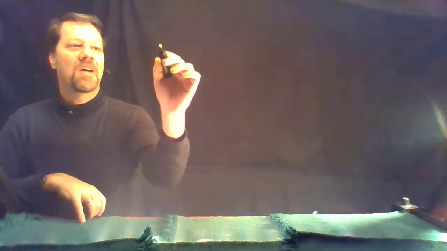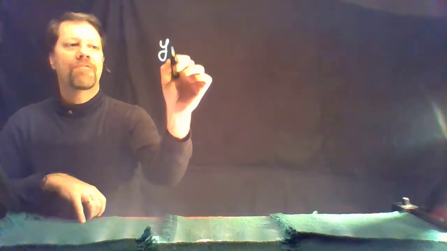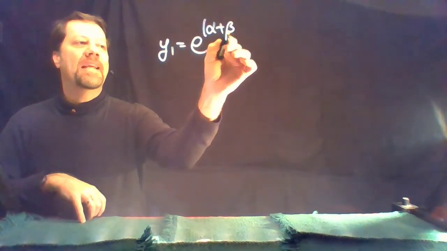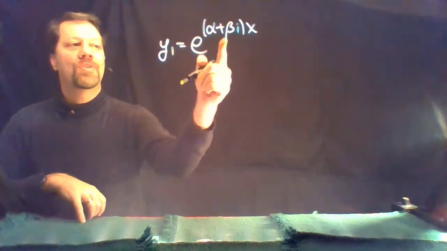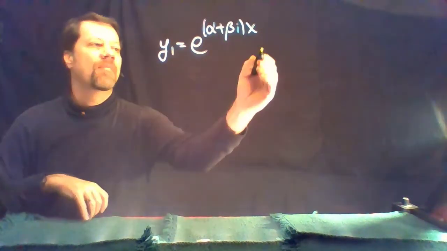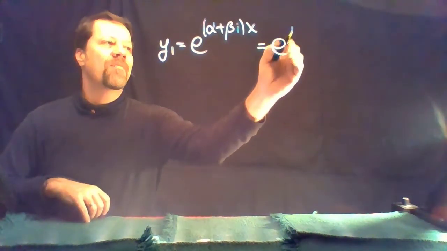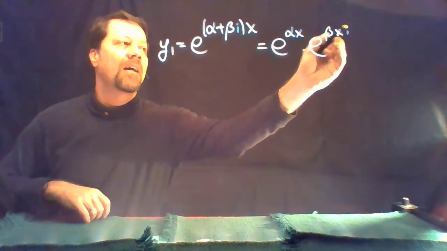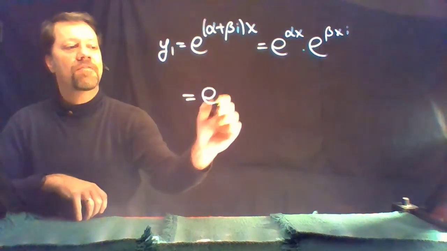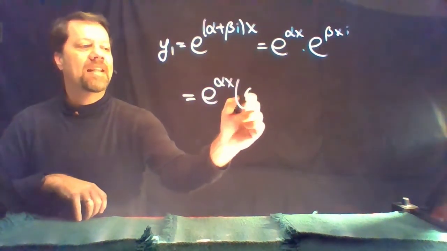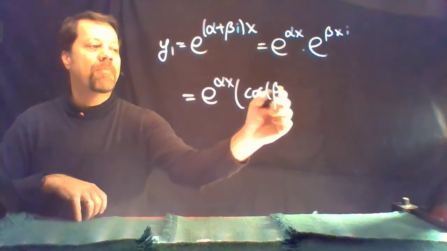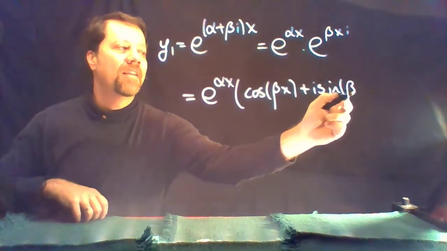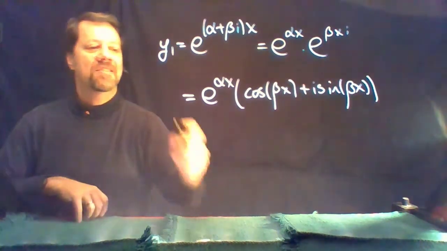Let's go back to our complex characteristic values, and suppose we have y1 is e to the alpha plus beta i x, and again we're assuming beta is positive. This is e to the alpha x times e to the beta x i. Because of Euler's formula, we can write that as cosine of beta x plus i times the sine of beta x.